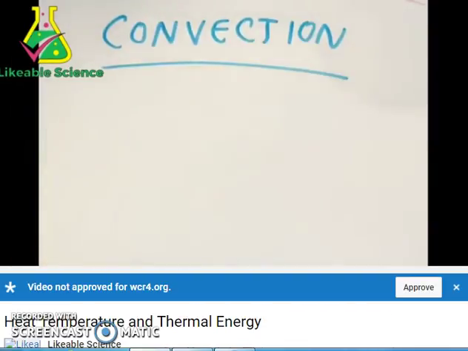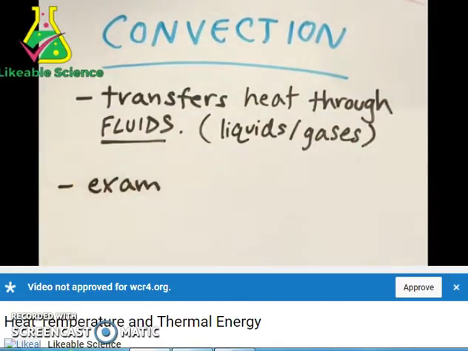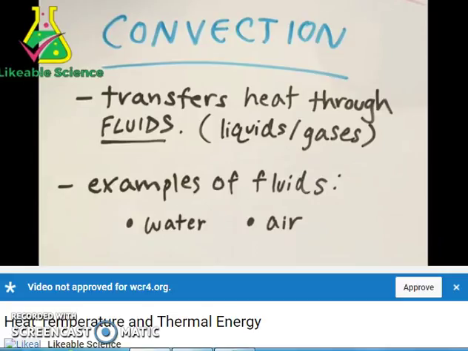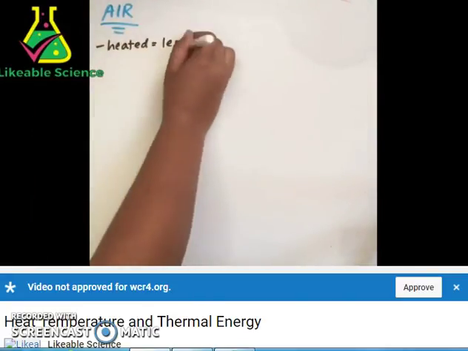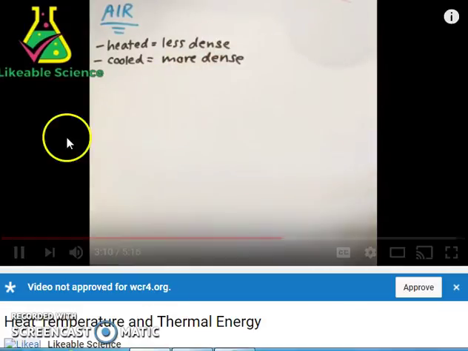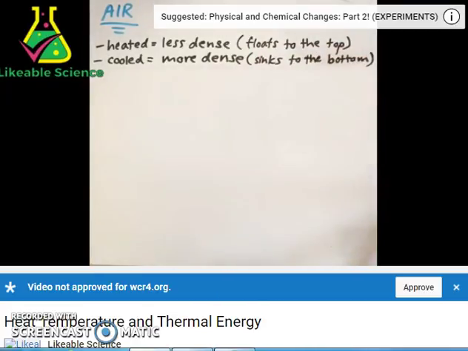Let's start with convection. Convection transfers heat only through fluids, which includes liquids and gases. For example, it could be water and air. Let's take air as our example. When air is heated, it becomes less dense, so it floats to the top. Heat rises. When there's cool air, it becomes more dense, so it sits at the bottom.